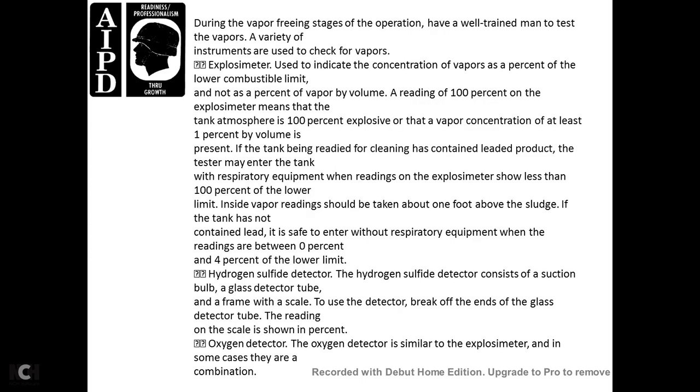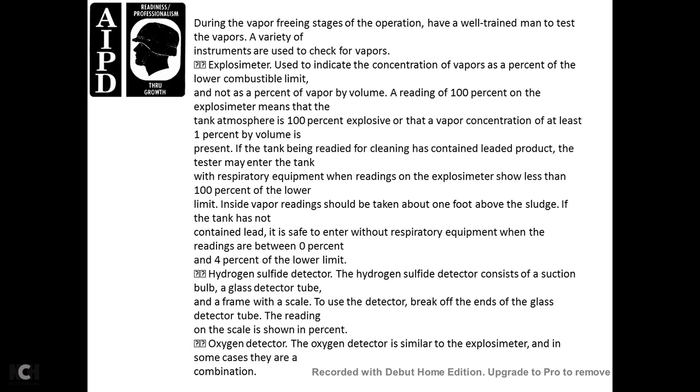During the vapor freeing operation, have a well-trained man test the vapor. A variety of instruments are used to check the vapors. Explosive meters are used to indicate the concentration as a percent of the lower combustible limit present in the vapor by volume. A reading of 100% on the explosive meter means that the tank atmosphere is 100% of the explosive vapor concentration, with at least 1% of the volume present.